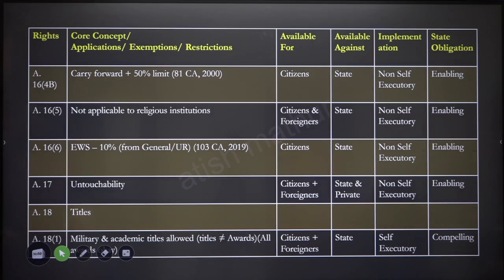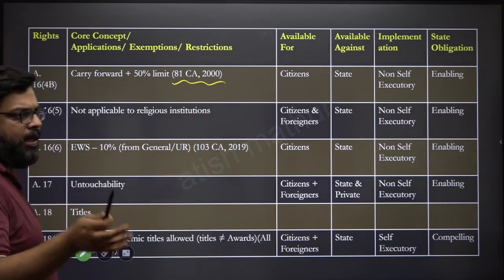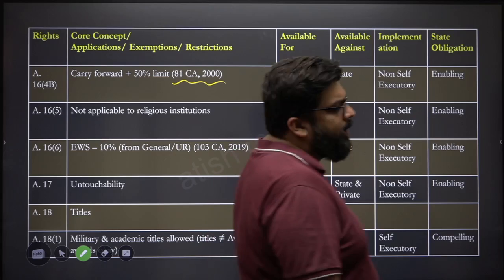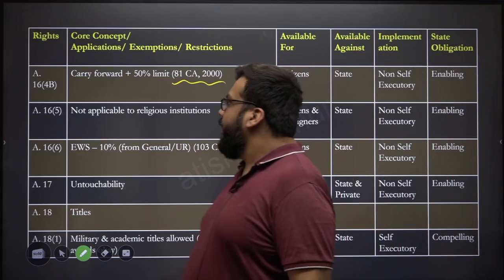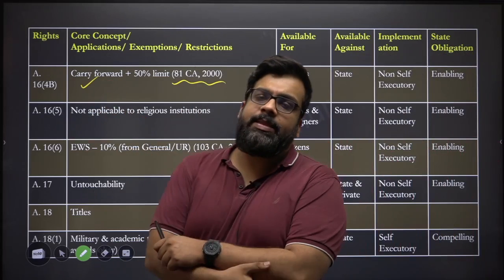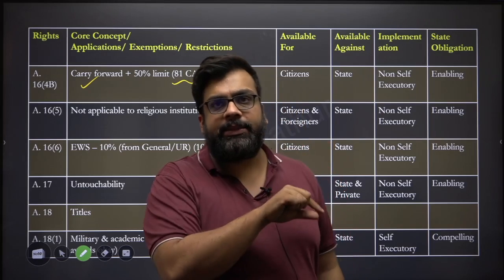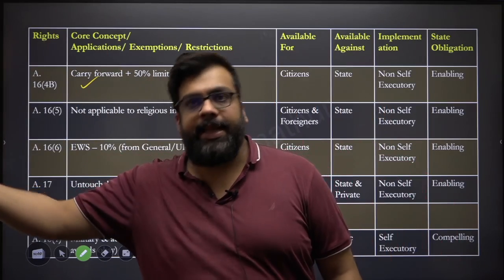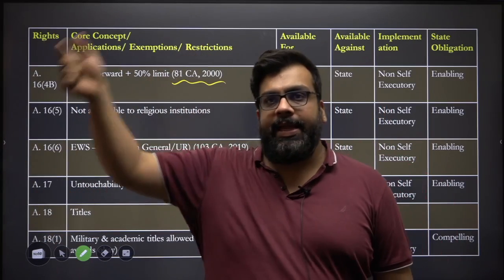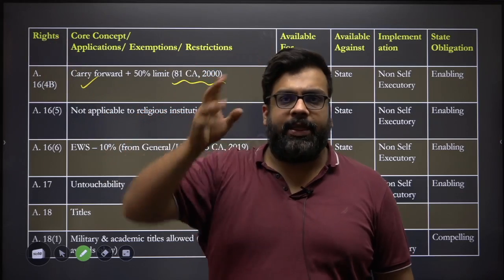Very quickly, it talks about two principles of reservation policy. This was added via the 81st Amendment, 2000. Don't need to remember the amendment also. I'll tell you which ones are to be remembered. It basically talks about two things. First, it talks about carry forwarding, which means if there are unfilled reserved seats from the last year, they will be carried forward to the reserved category next year. And even if by carrying it forward it is violating the 50% margin, that's all right.